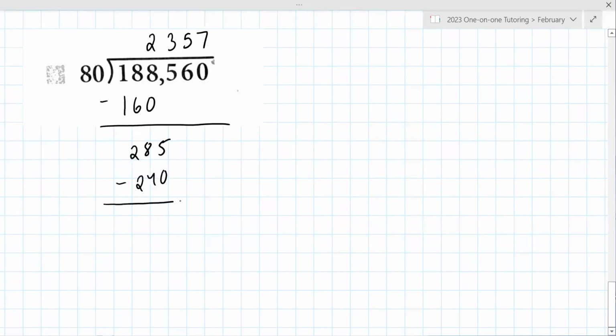Do you have this so far? Nope, that's where we're different. So remember, 80 times 3 is 240. Nope, I got 80 times 3 is 160. That would be the mistake.